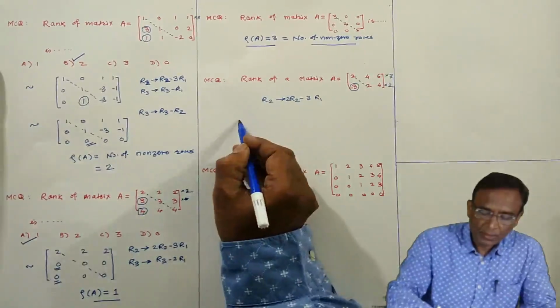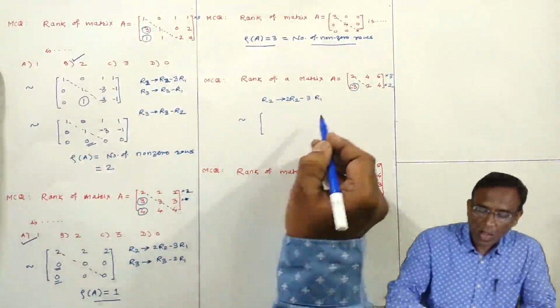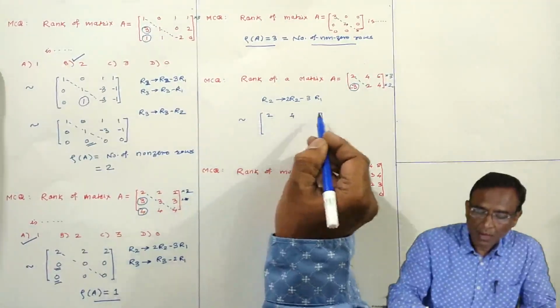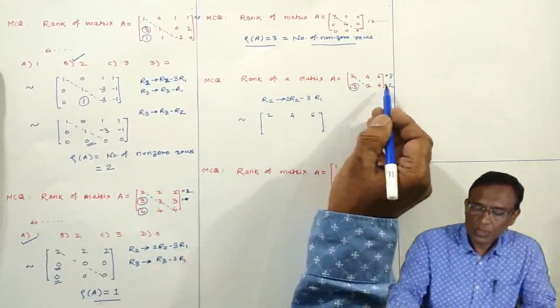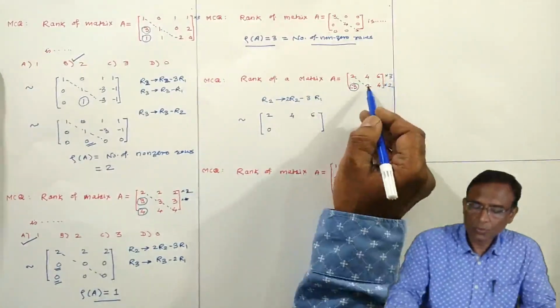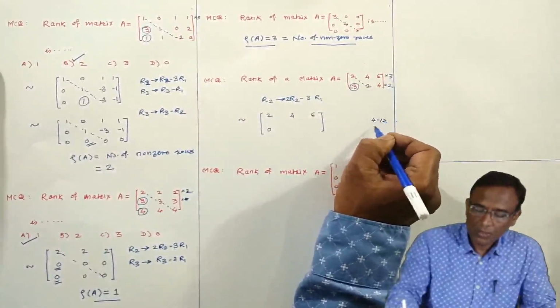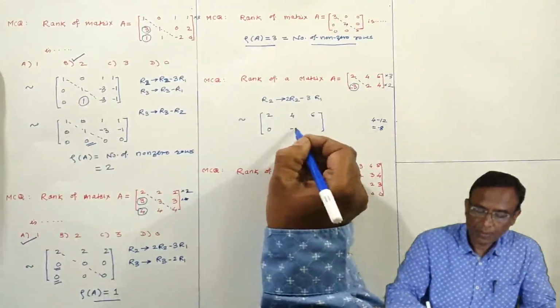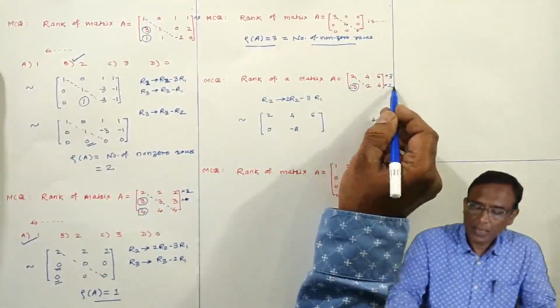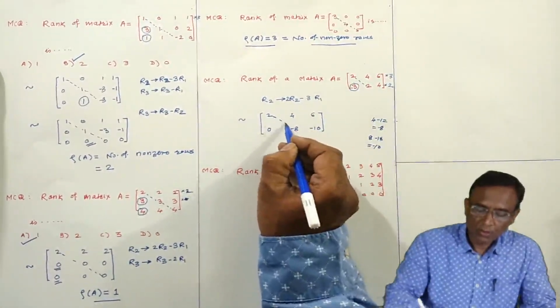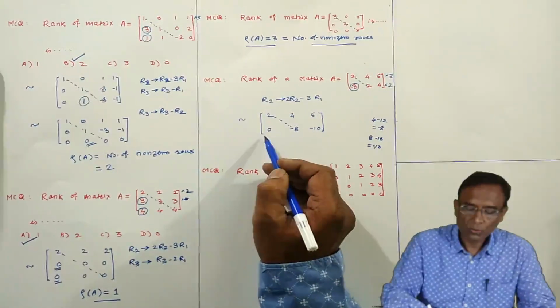Now what do we get? I am using R1, so R1 should be kept as it is and multiply this by 2. 6 minus 6 will be 0. 4 minus 12 is minus 8, and 8 minus 18 is minus 10. This is the diagonal, so all below diagonal elements are 0.